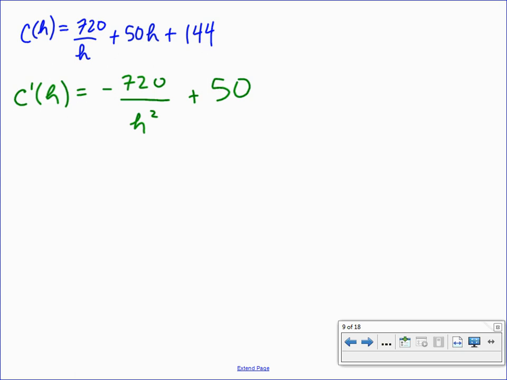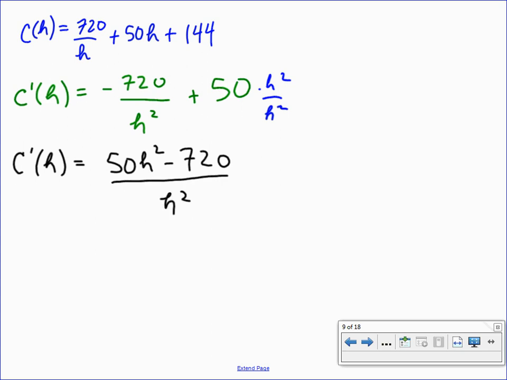Is that good? Now I'll go ahead and rewrite this again. I've got that rational term, so I'll write this as a single fraction by multiplying by H squared over H squared. So I'm getting C prime of H is given by 50H squared minus 720 over H squared.